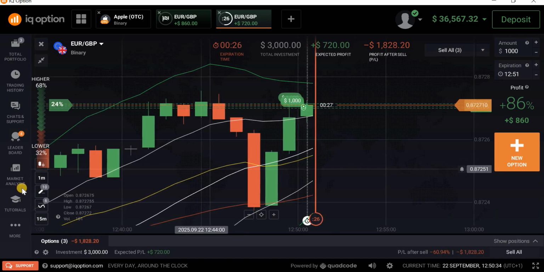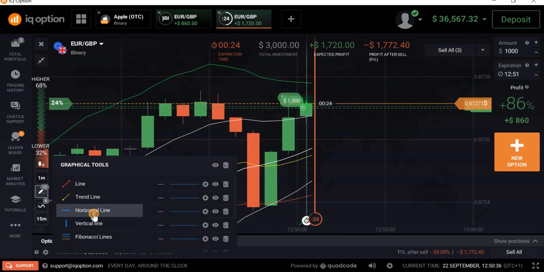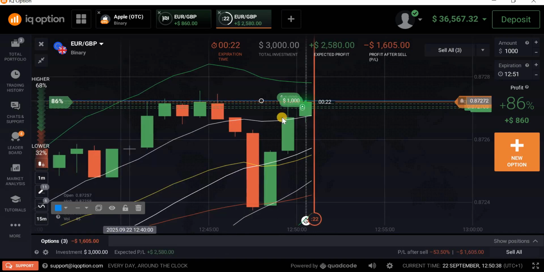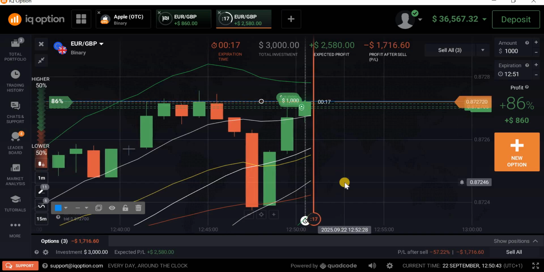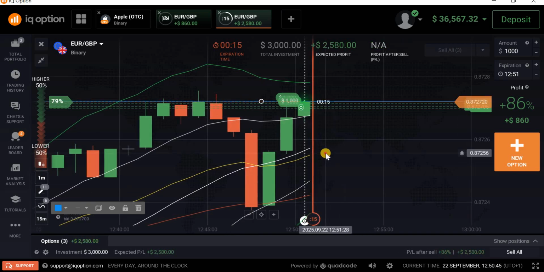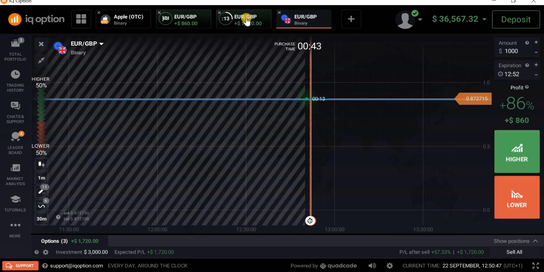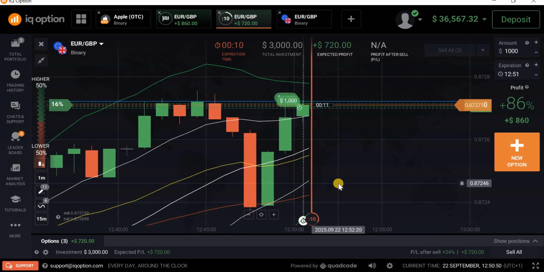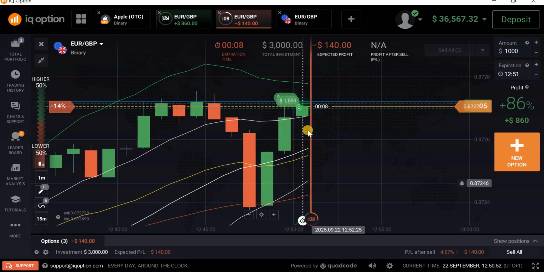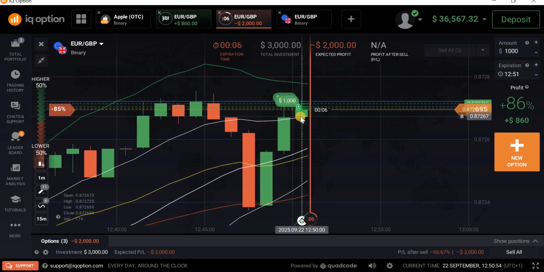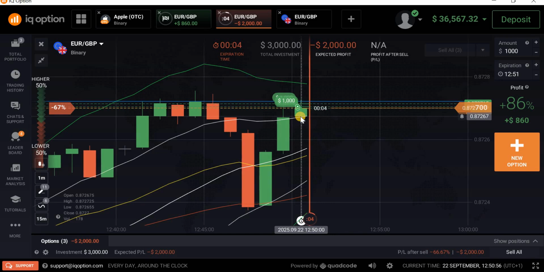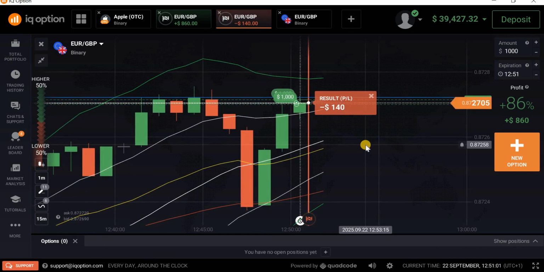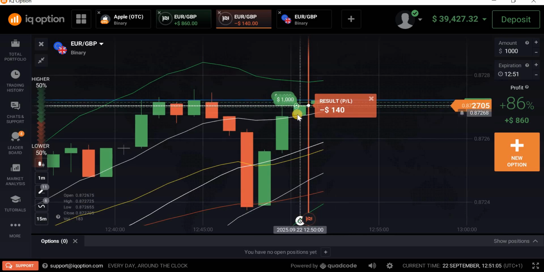So I need you to understand that there is also a resistance here that is holding price. Otherwise, I think this price should have gone up. There is also a resistance that is holding price from here. So let's see how this one closes. Okay, I think it's holding price. I should have gone in earlier. I think I'm going to miss this one. Too bad. Oh no, I lost 140 because of my entry point.